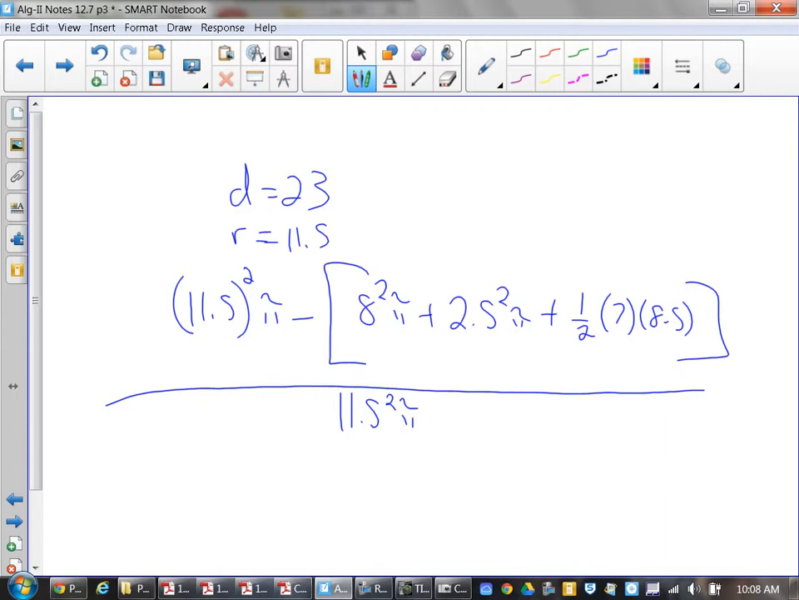Sir? If the shaded area was the circle and the triangle, would you just eliminate the 11.5 squared pi up at the top? Yes, sir. Yep, because it wasn't shaded. That's exactly right. But so you don't want to multiply 11.5 squared times pi?